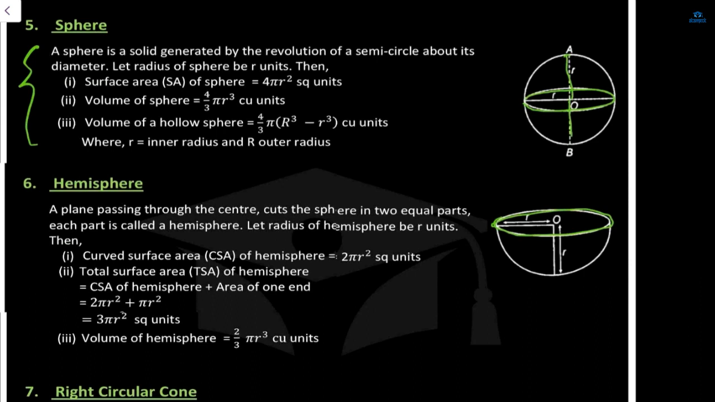So what will the CSA of the hemisphere be? 2 pi r square, and plus the area of one end, which is pi r square, so it will be 3 pi r square unit. And the volume of the hemisphere will be 2 by 3 pi r cube unit. It is half of the sphere's volume. Okay, ma'am. But when we find the total surface area, the bottom one was halved, but the upper surface is included. Okay, okay ma'am.